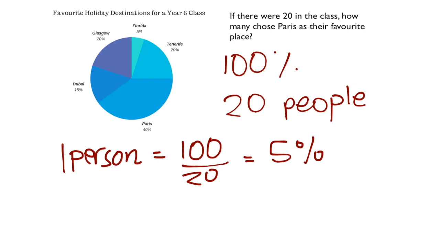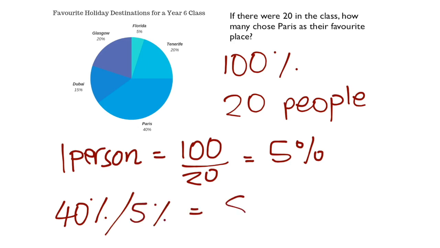So for Paris, we know that's 40%. If one person is 5%, then you can take 40% divided by 5%, and that's going to give you 8 people. So you know that Paris represents 8 people. Okay, alternatively, you could find out what's 40% of 20. That would also give you the same answer.